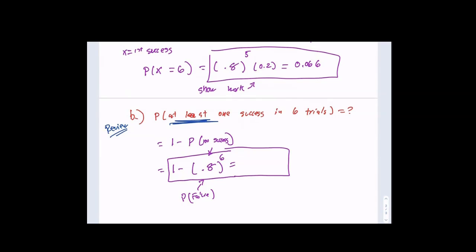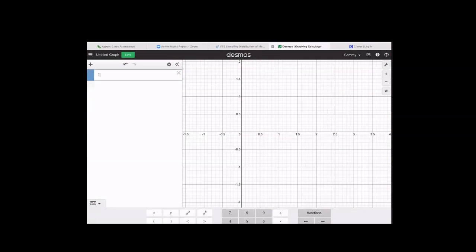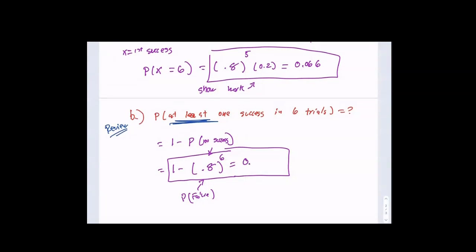Can someone calculate that and see what I get? This is just a review of the at least one success problem. You'll get that in your homework tonight. It kind of pops up all over the place, so I do want to make sure it's covered. So what do I get? Probability 1 minus 0.8 to the 6th power, 0.74. There we go.